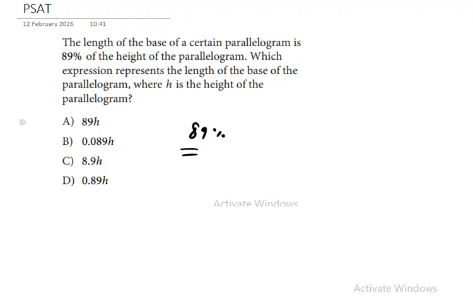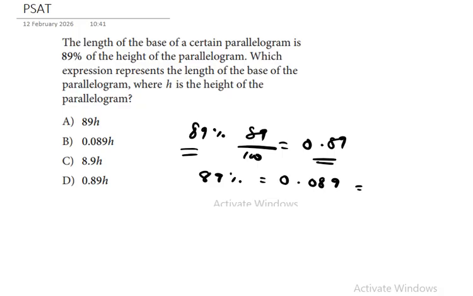89% means 89 out of 100. So 89% we can say 89 by 100, that is 0.89. Okay, so 89% is 0.89. Now this is a very important thing. The question says the base is 89% of the height. That means base is 89% times height. Now replace 89% with 0.89. So we get base is equal to 0.89h.